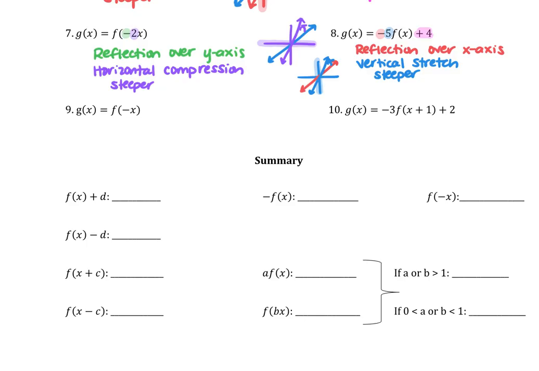All right, number 9. I see one change. It's a negative sign in between the F and the X. So this is a reflection, and it is over the y-axis.